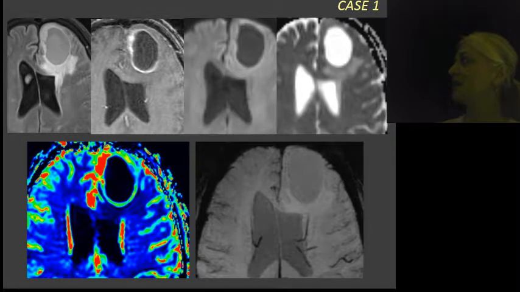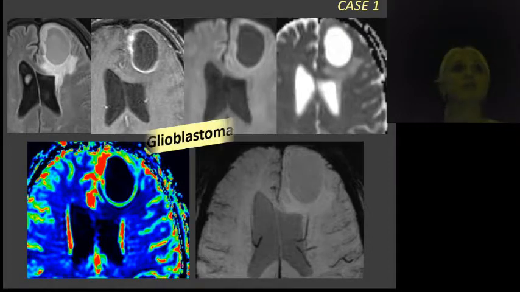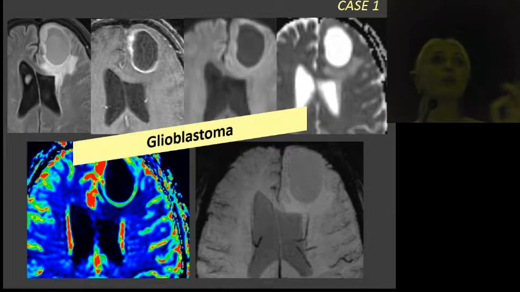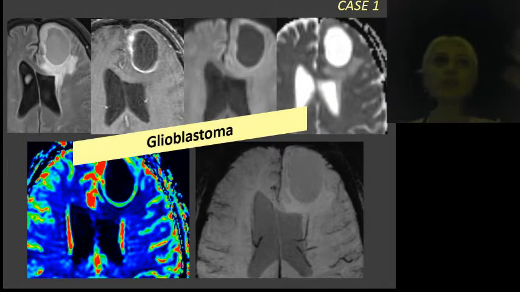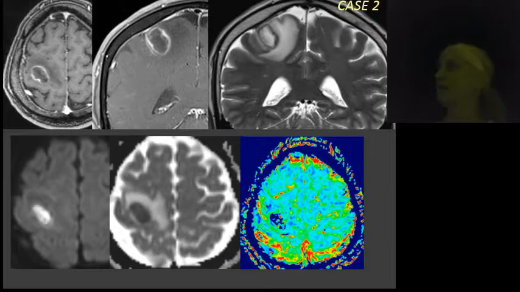And then you see SWI, which in this case does not show much. So this is clear, this is glioblastoma, cystic glioblastoma. What I wanted to show you with this case is that this red doesn't have to be everywhere. It's always there where the thickest enhancement is. So this will be a cystic glioblastoma. This is another one. Well, that's an easy one.